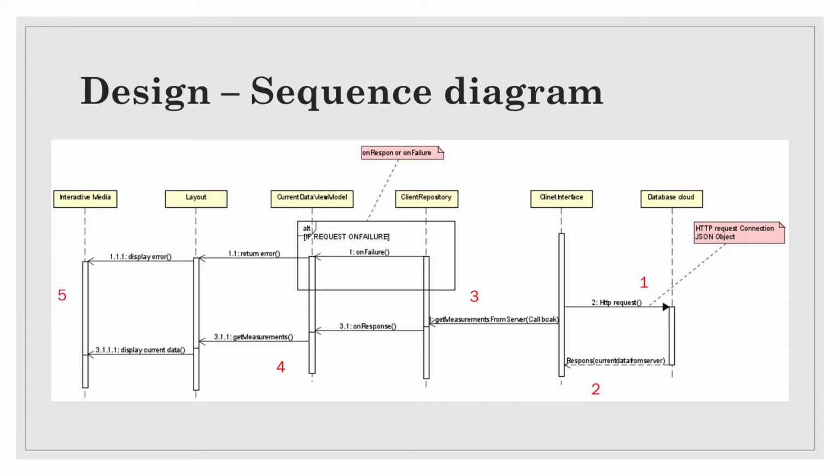In the third part, the callback get measurements from server will be executed when getting the response from the database cloud, and onFailure will be called if there is a network failure. onResponse will be called if a response is handled from the database cloud. In the fourth part, the current data view model calls get measurements from server from the client repository. In the fifth part, measurement data will be bound with the text view in the layout, and measurement data will be displayed if no failure happens; if not, an error is returned.